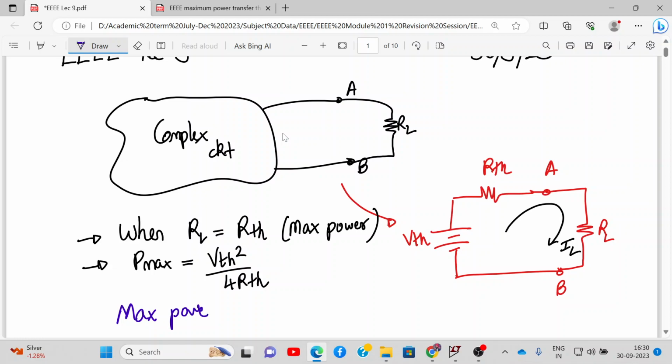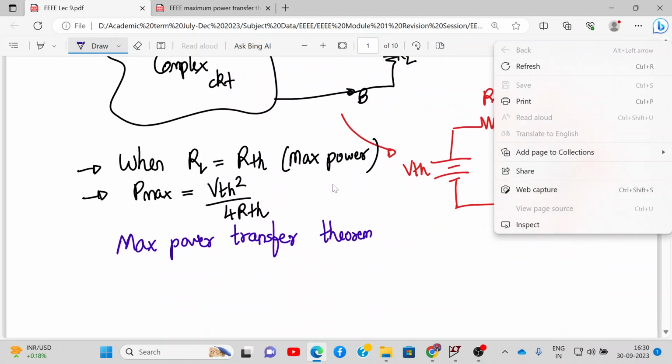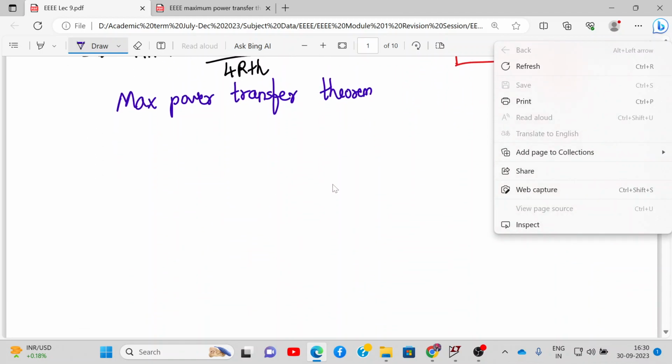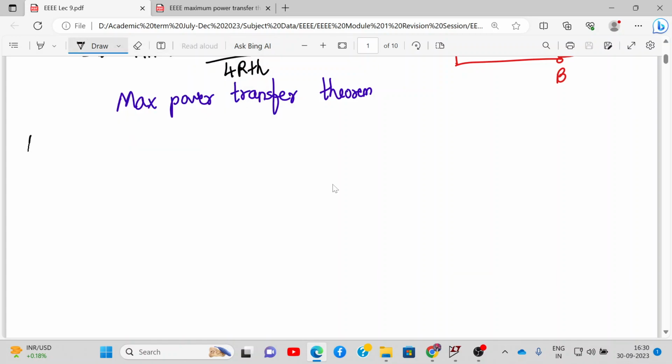Maximum power transfer theorem. Now what we need to do is we'll directly start solving a numerical and analyze the circuit further. Alright, so let's do that. Let's write numerical number 1. Numerical number 1 says that, let us draw the numerical.